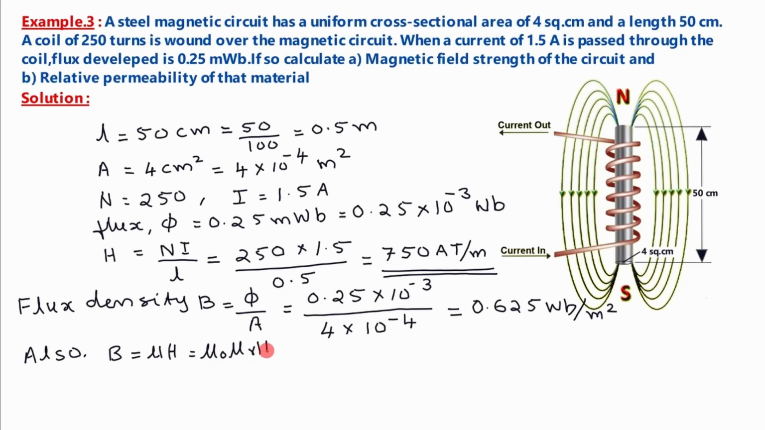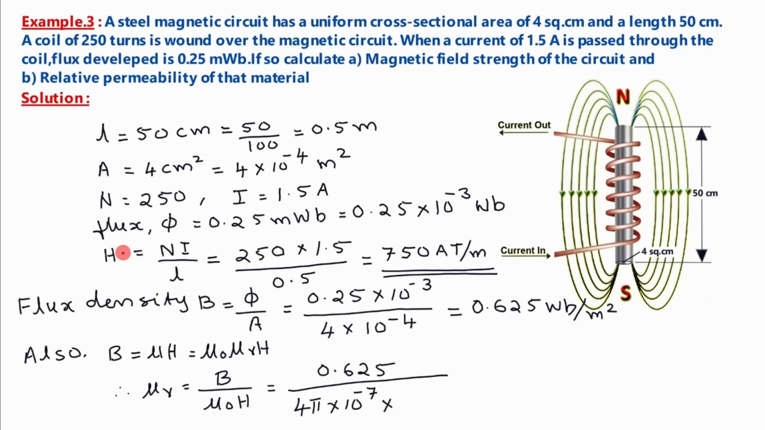Also, flux density B is equal to mu into H, that is equal to mu 0 mu r into H. Therefore, this mu r is equal to B divided by this mu 0 into H, that is equal to B, which we found as 0.625. Mu 0 is permeability of free space, which is 4 pi into 10 raised to minus 7. H is this magnetic field strength N into I by L, 750. Substituting these values of B, mu 0 and H here, this becomes 0.625 divided by 4 pi into 10 raised to minus 7 into value of this H, which is 750. Simplifying, we will get this as 663.